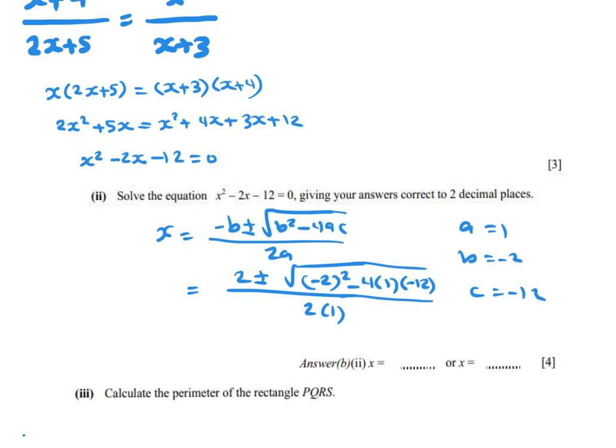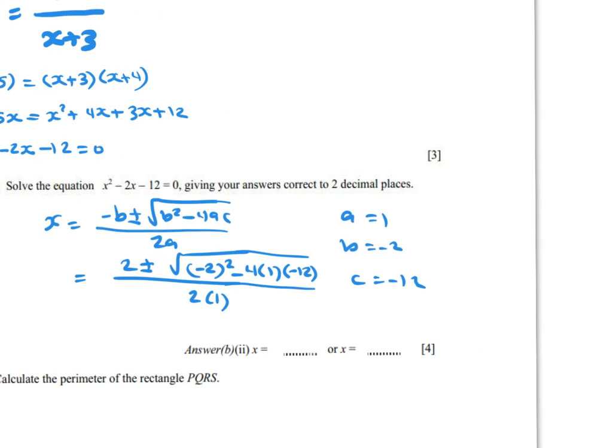Now use the calculator to find the answer. You can use mode 5-3, enter a and b and c, which is a equals 1, b negative 2, c negative 12, then equals. You have two values to two decimal places: negative 2.61 and the other value 4.61.